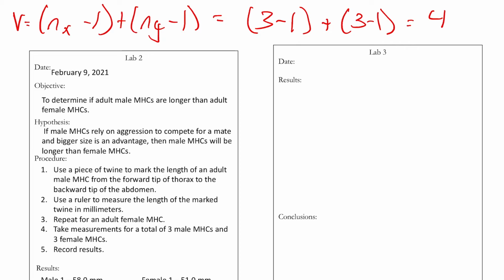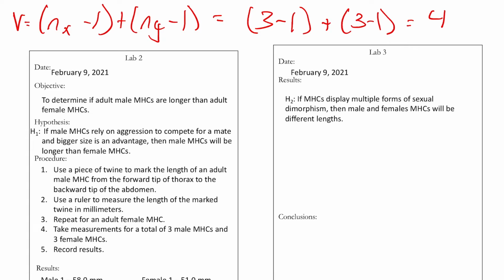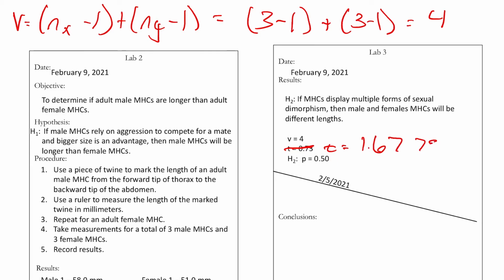So we're going to go through the documentation for this portion of lab 3 for you guys. You're going to put the date like you always should, and then you're going to refine our hypothesis because the first one did not work. So our second hypothesis is going to be: if MHCs display multiple forms of sexual dimorphism, then male and female MHCs will be different lengths. We then have our values up here. So this t-value is actually wrong. So we're going to put in our correct t-value, which is going to be 1.67705. It's going to be our actual t-value, okay?